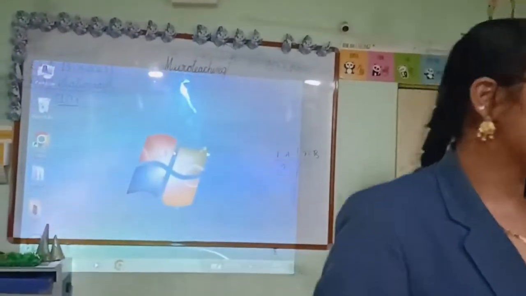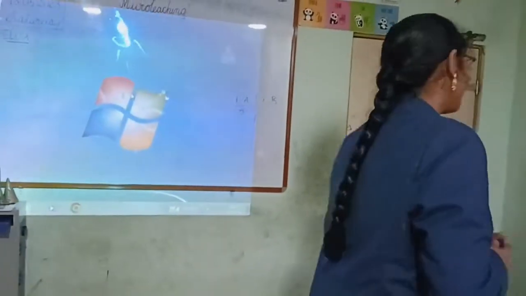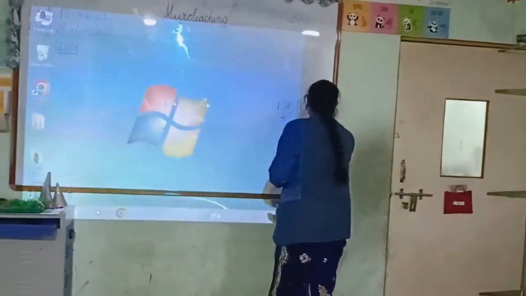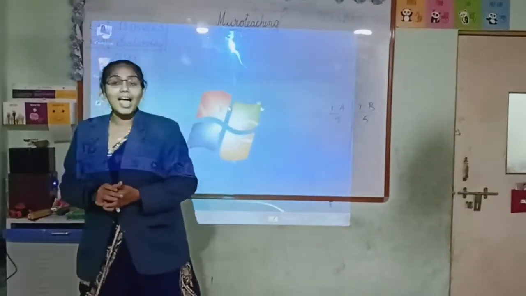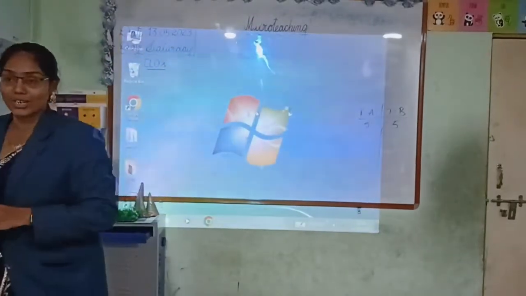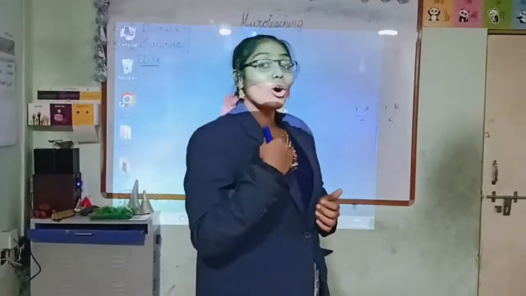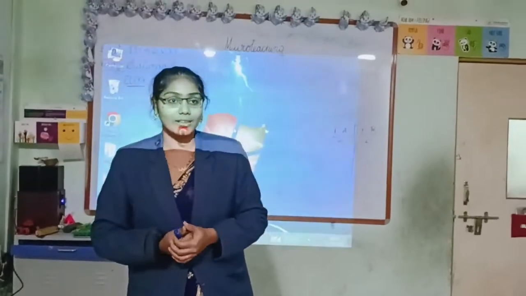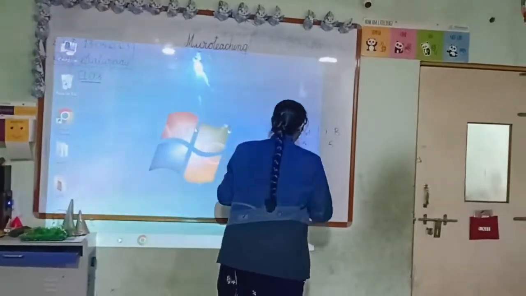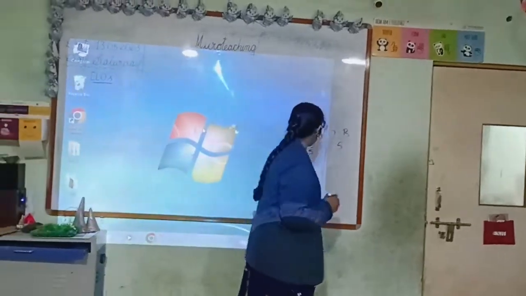Now team B, your question. How many states are there in our country? 28. Very good, correct answer. Team B got 5 marks. Let us give a big round of applause to team B. Now team A, your question. What is the largest crop grown in our country? Rice. Very good. You got 5 marks. Let us give claps for team A.